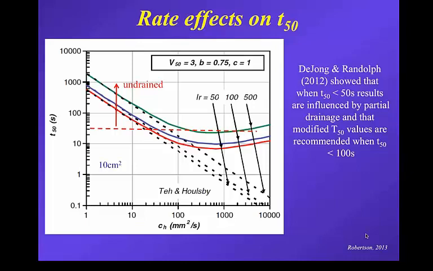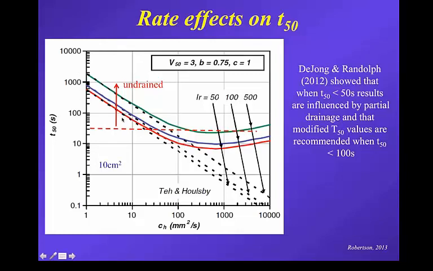So if the time for 50% dissipation is greater than a minute, then typically you're undrained and you're okay. If it's less than a minute, you may be in the partially drained region. Just recently, and I apologize for the loss of reference here, there was some recent work by Schneider and Randolph in ASCE just last year. They did a very nice piece of work where they looked at the effect of partial drainage.